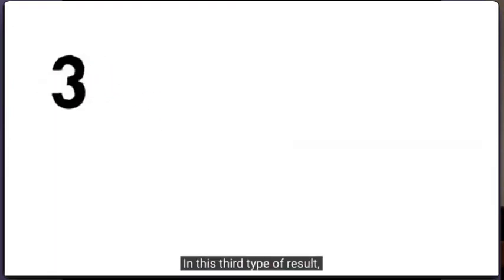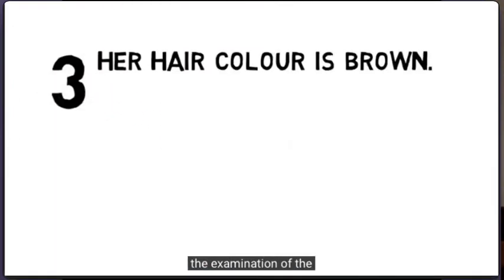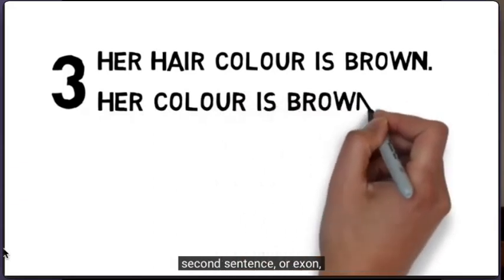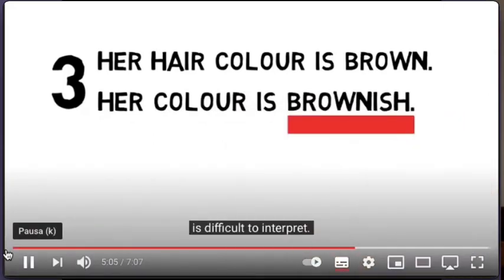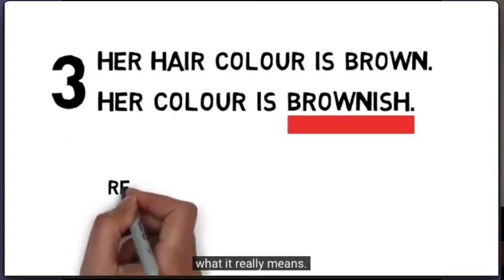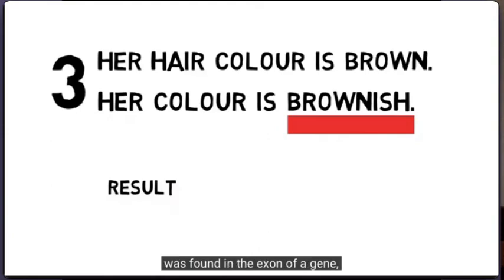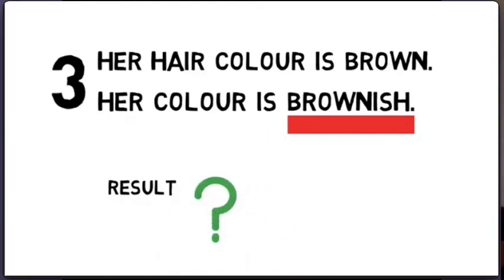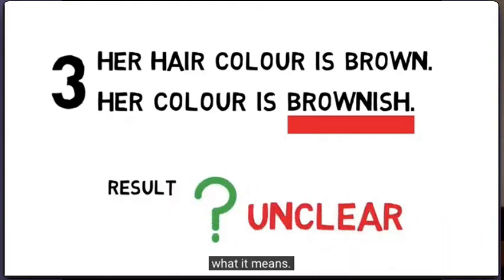In this third type of result, the examination of the second sentence or exon is difficult to interpret. Her color is brownish. It's not incorrect, but it is unclear what it really means. If this type of change was found in the exon of a gene, the doctors may not know what it means. This is called a result of unclear significance, meaning no clear information can be provided as to why the person being tested has specific health problems.